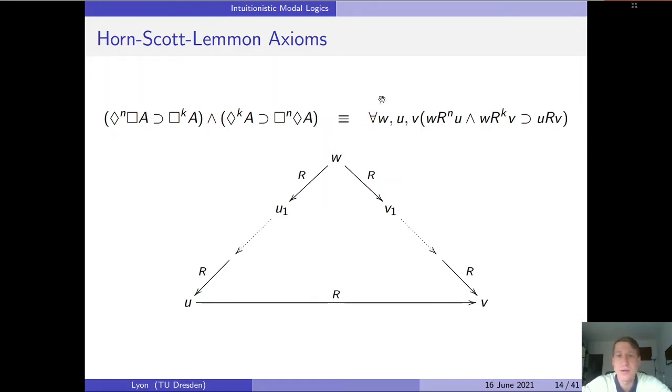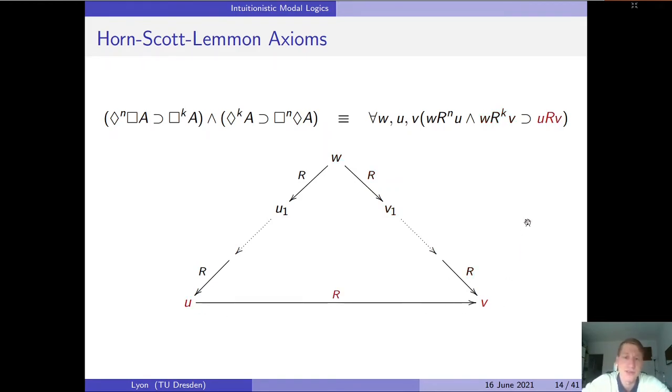Essentially, if we add that to our logic, then our logic is sound and complete relative to birelational models where this property is imposed on the model. And you can see it's a Horn property because the implication has a single formula in the consequent. So what does this property say? It says that if we take any world in our model, and there is a sequence of n modal relations to some point u, and there is also a sequence of k modal relations to some point v, then this point u must see this point v.